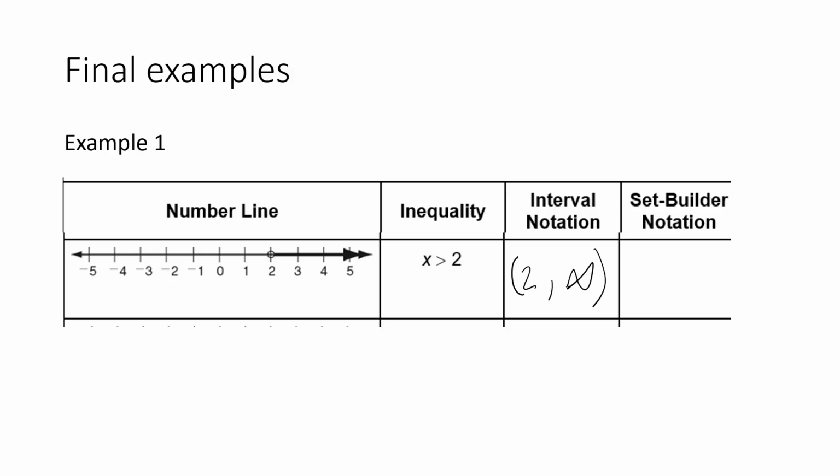All right, for set builder notation, we have all the real numbers such that the real numbers are going to be greater than 2. And that's it. With example 2, I want you to pause the video, try on your own, and then come back and play the video and see how you did. Do it now.